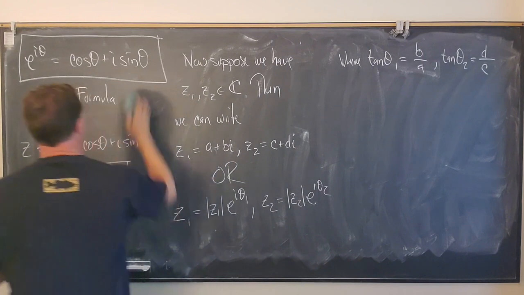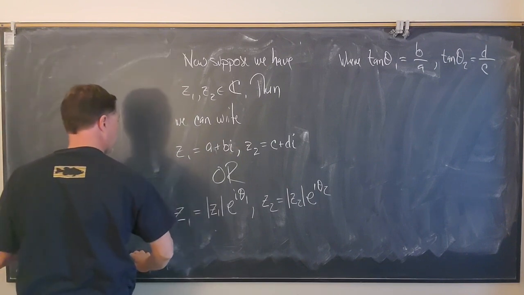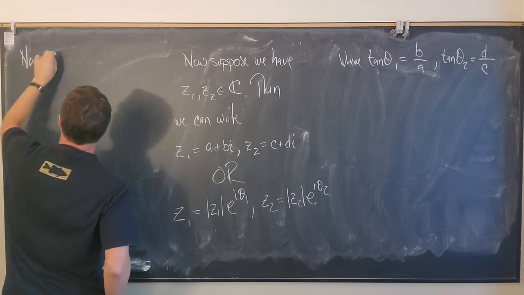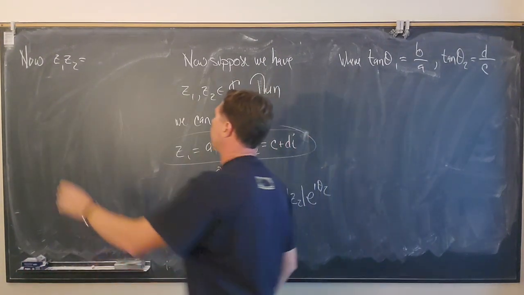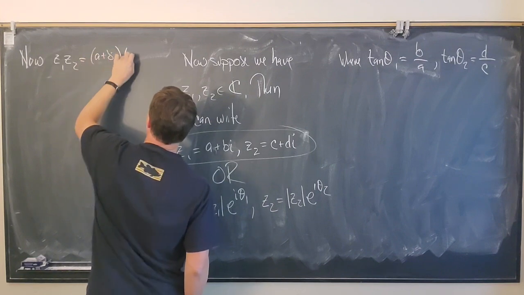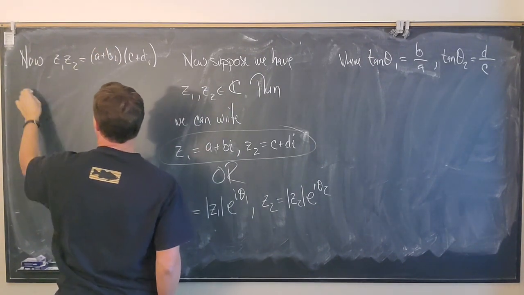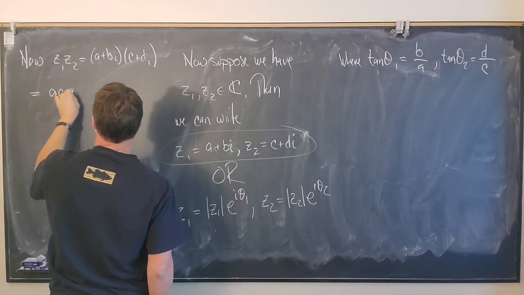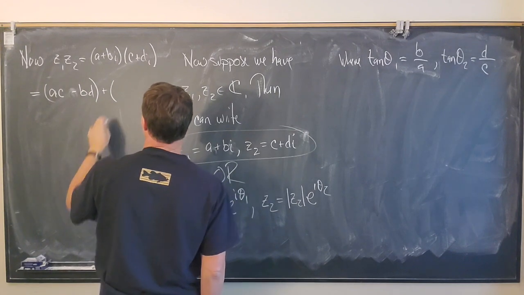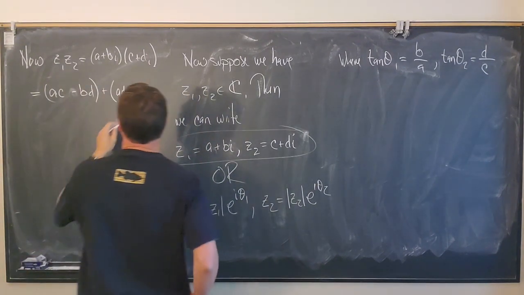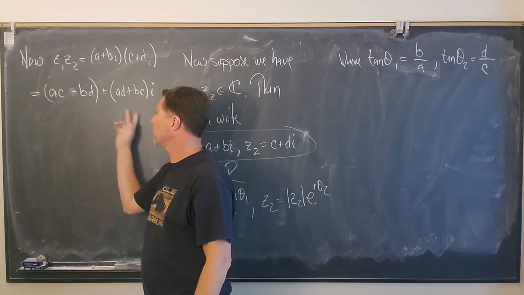Okay, now, here's the point. If we want to multiply these complex numbers, if I do z1 times z2 using this formulation right there, that's going to give us a plus bi times c plus di. So that's going to be ac minus bd. I'm just going to FOIL this out. Plus ad plus bc times i. So there's the complex number. Multiply these out, you get a complex number, and there it is.